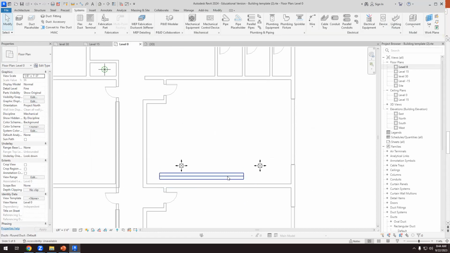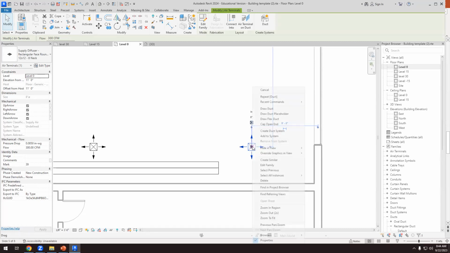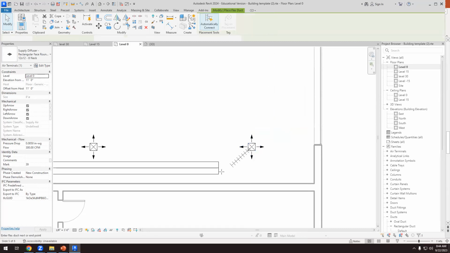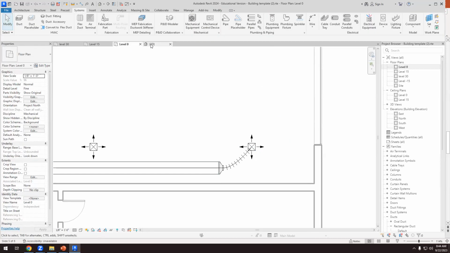Okay. So we are here, and now the easiest part, we have to connect this to this. Click, right click, flex duct, and connect it here, and it works.